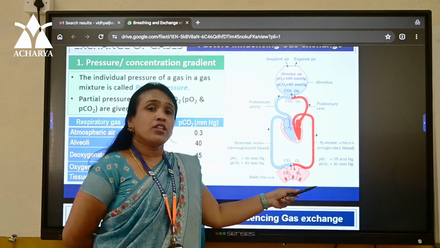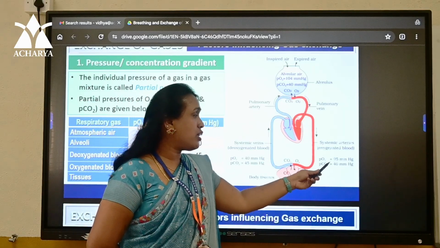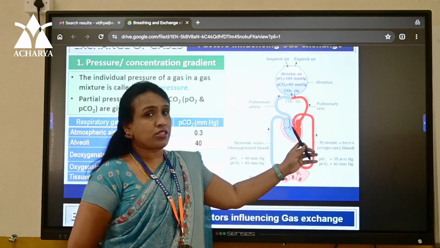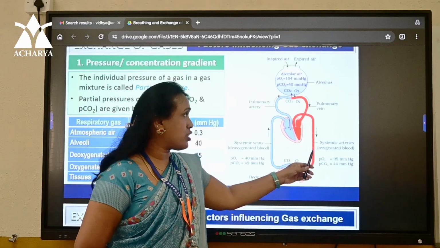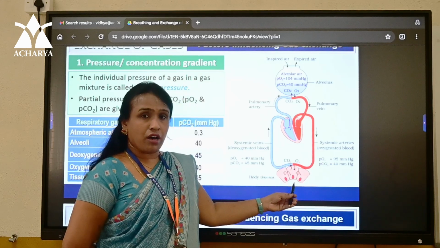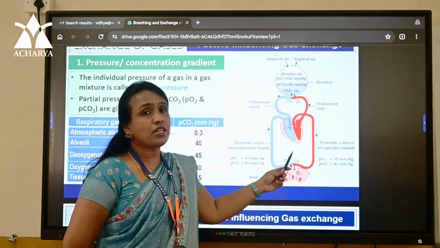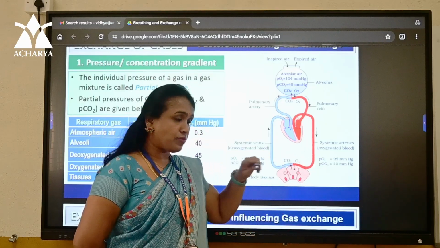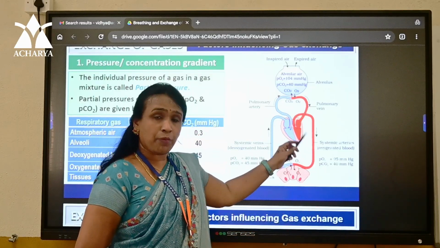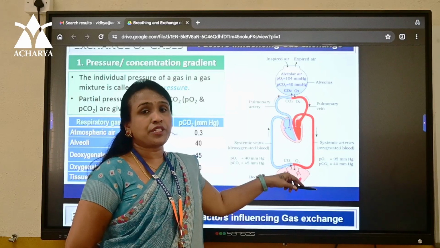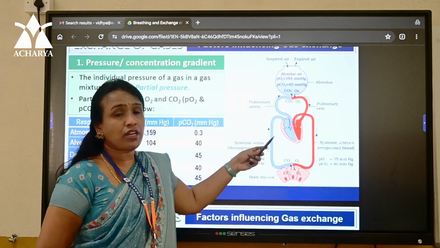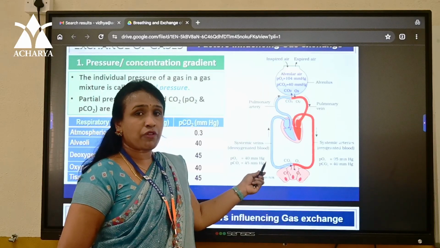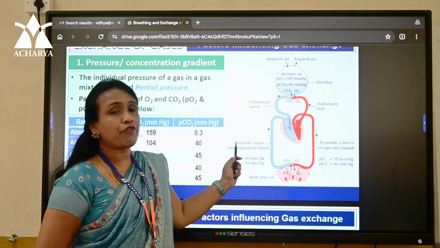In the tissues, the partial pressure of carbon dioxide is 45 and the partial pressure of carbon dioxide in oxygenated blood is 40. So the oxygenated blood comes to the tissues where the exchange of gases takes place. From the lower pressure area, the carbon dioxide moves into the higher pressure area, into the blood, and it becomes deoxygenated blood.